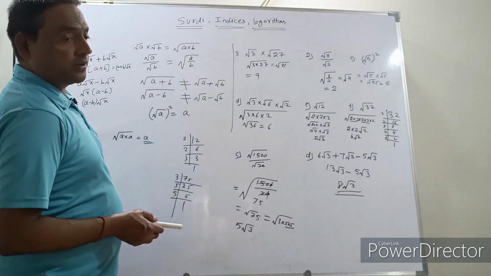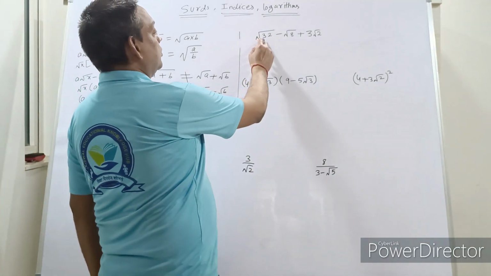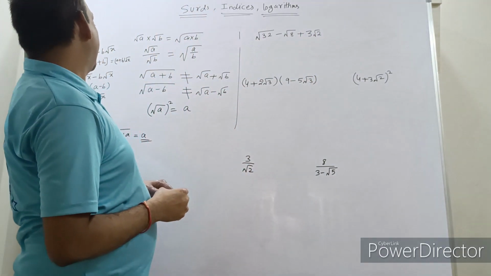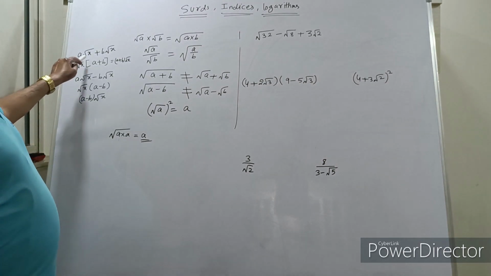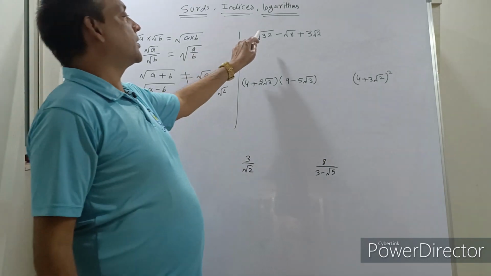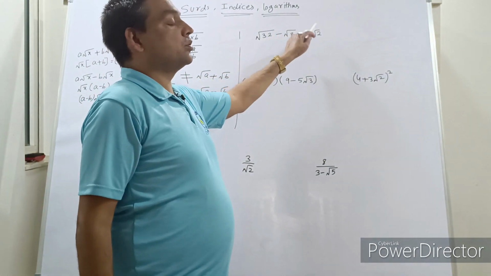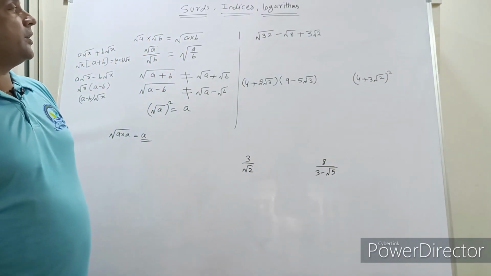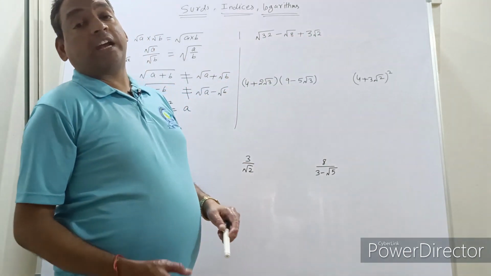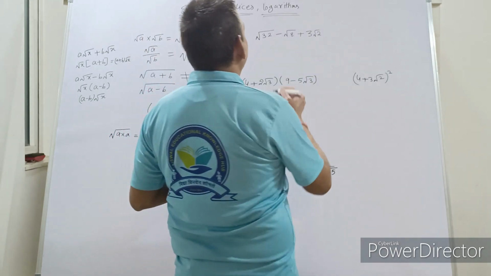So let's do a few more sums. Next one is root 32 minus root 8 plus 3 root 2. Now see, we discussed that formula: if the root numbers are the same, then only we can add or subtract. Here the root numbers are not the same. This is root 32, this is root 8, this is root 2. Sometimes if the root numbers are not the same, we try to make them the same. Now how to make it the same here? So we have root 32.